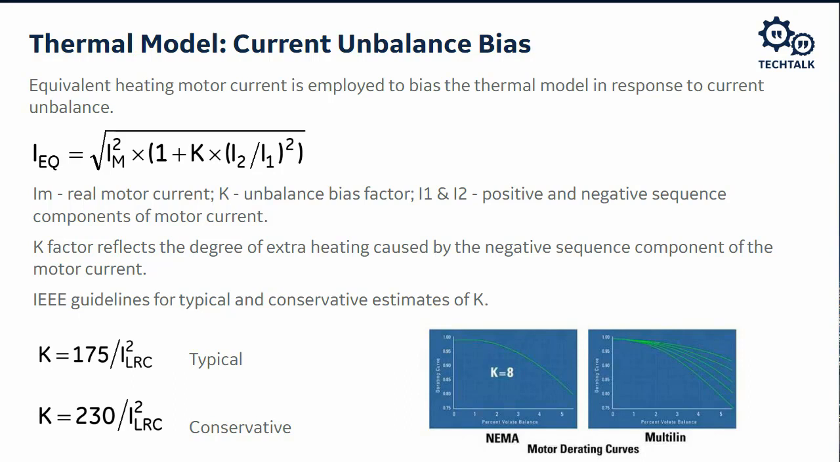And so that would be the second value we show there at 230. So that's going to give us a larger K value, which means we bias the thermal model more. And we're doing that because we don't have a lot of good information. We're making a lot of assumptions. So we want to be as conservative as we can be.